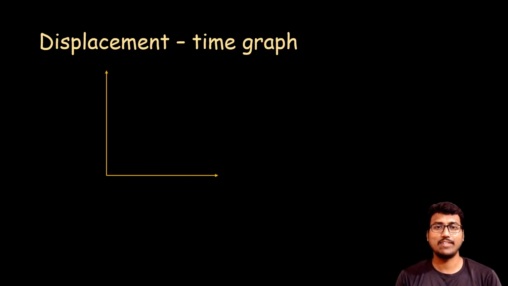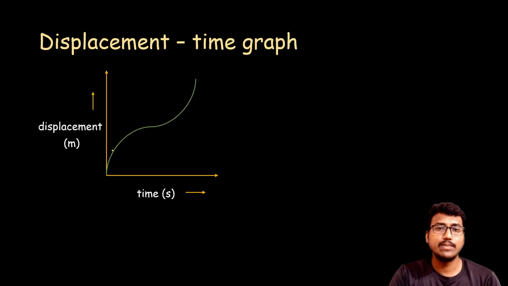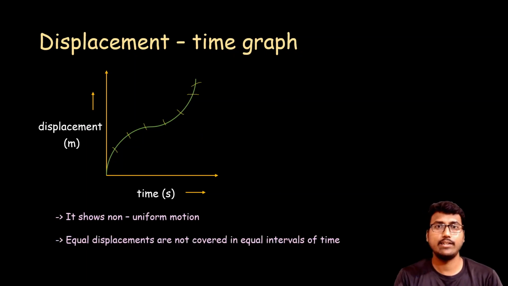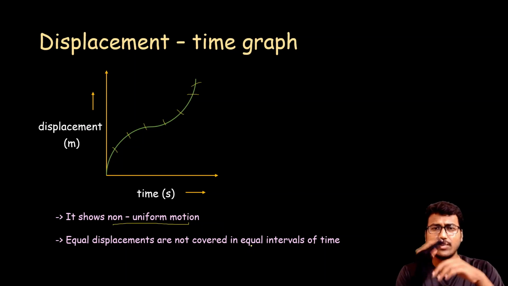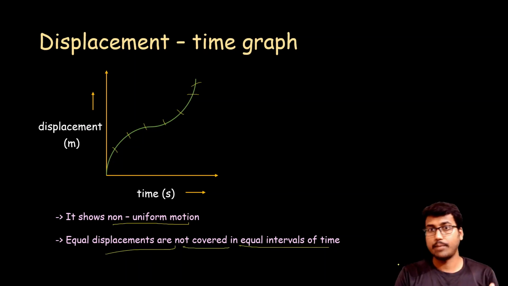Next, I think the final displacement-time graph that you are going to analyze here. Just like the distance-time graph, the displacement is varying differently. What is not constant? The speed, yes, the velocity is not constant. It shows non-uniform motion. It is covering different displacements in equal intervals of time. Equal distances are not covered in equal intervals of time, so it is non-uniform motion. If you have any curve in a displacement-time graph, it shows non-uniform motion.